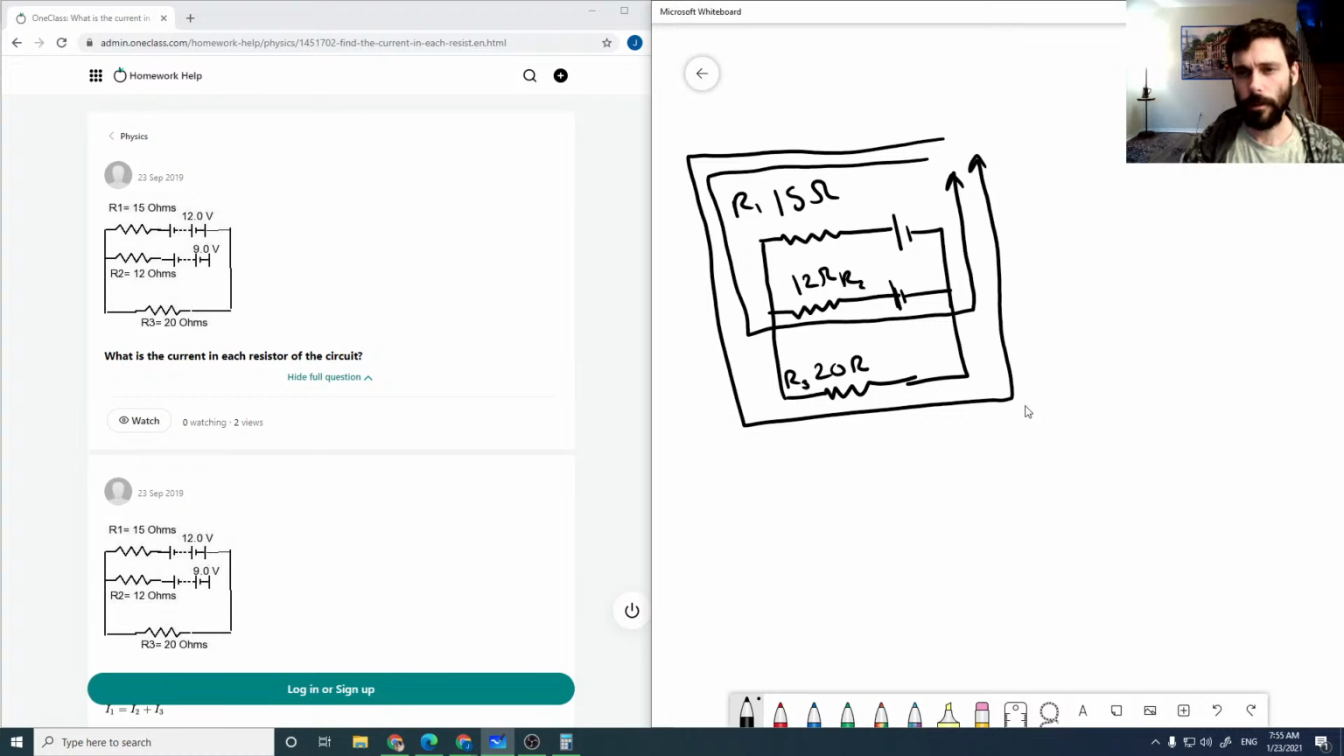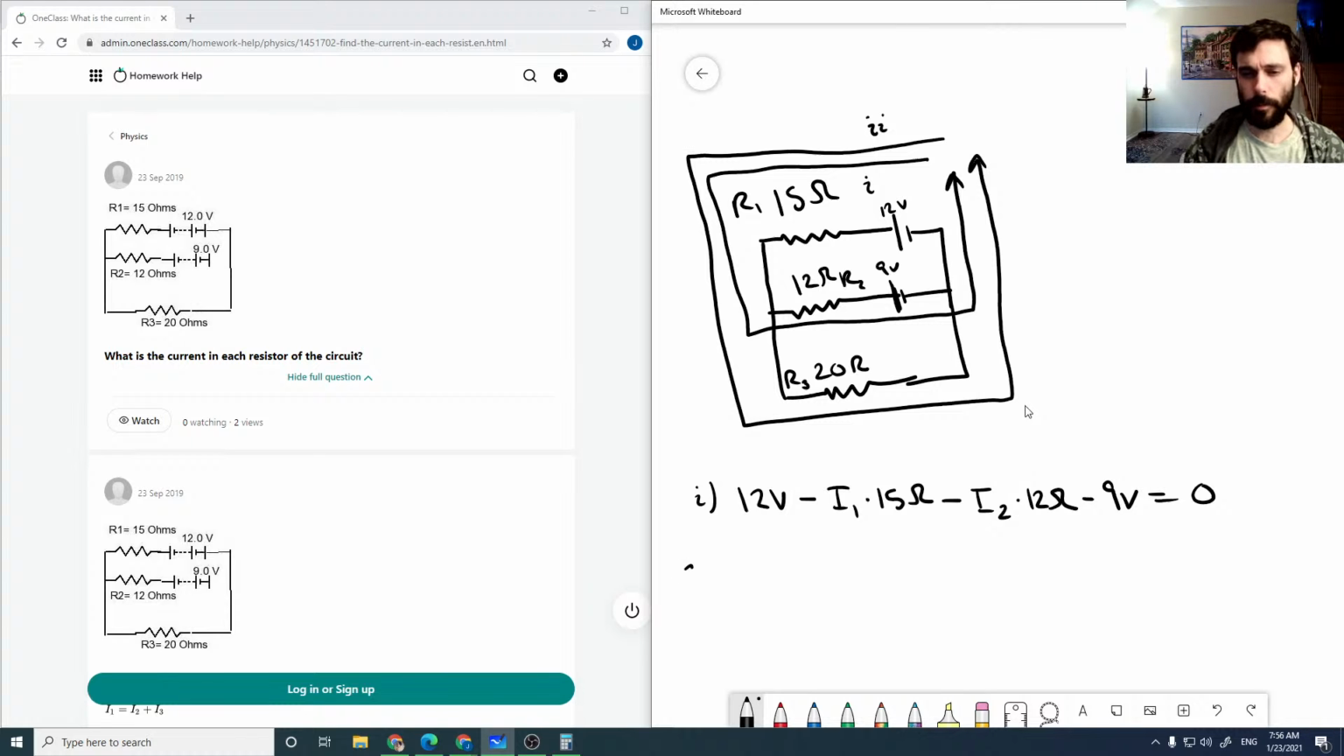So if I do my first loop, this is 12 volts, this is 9 volts. So my first loop, I'm going to start here. I gain 12 volts, and then I lose I1 times 15 ohms, and then I come around and I lose an I2 times 12 ohms, and then I lose 9 volts. Okay?